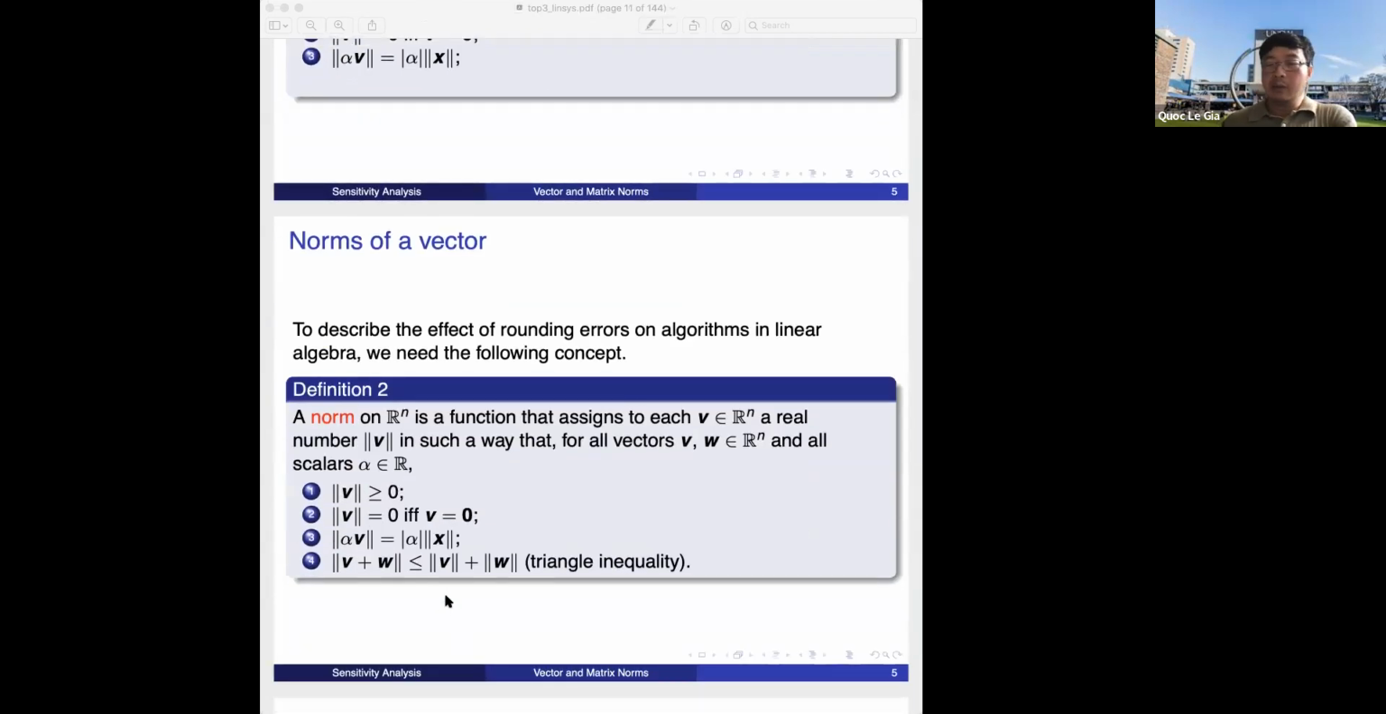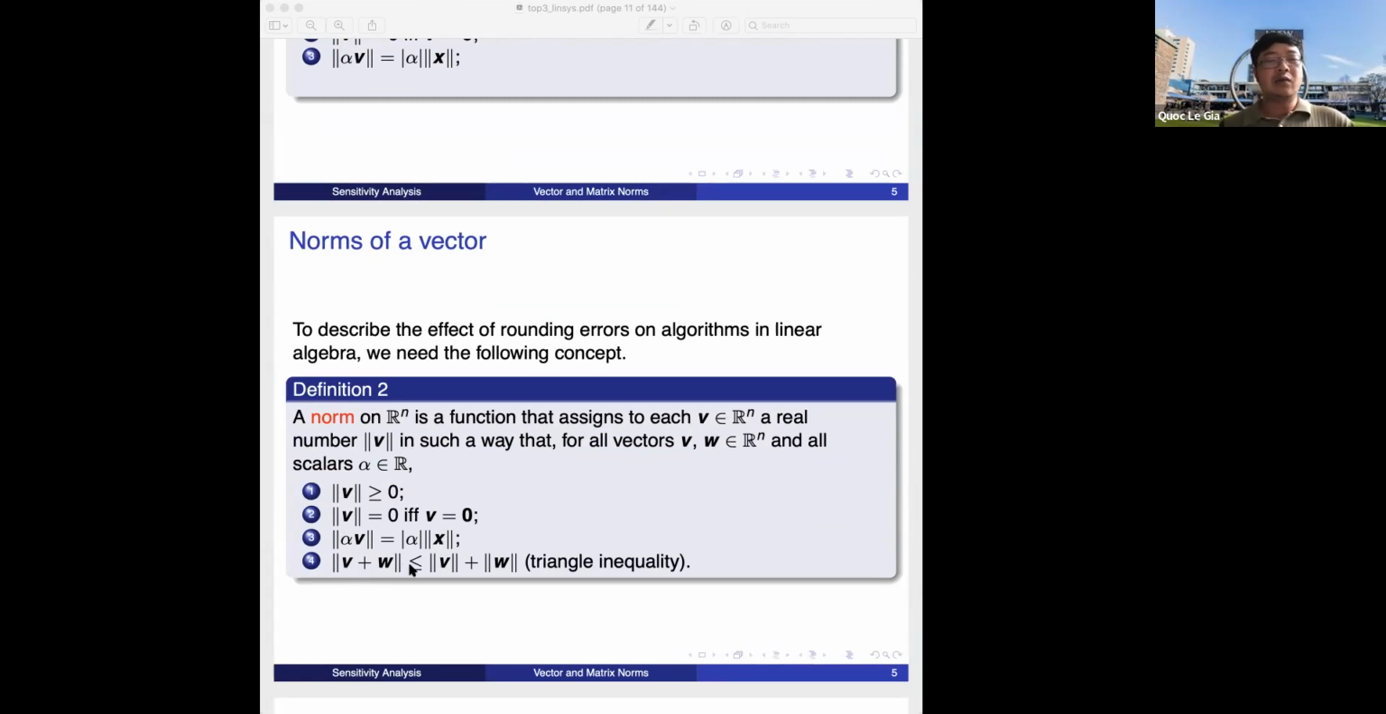You see that it should be a V, not an X. It's a typo. It's a very good catch. Sorry about that. Thank you. I will fix the typo.